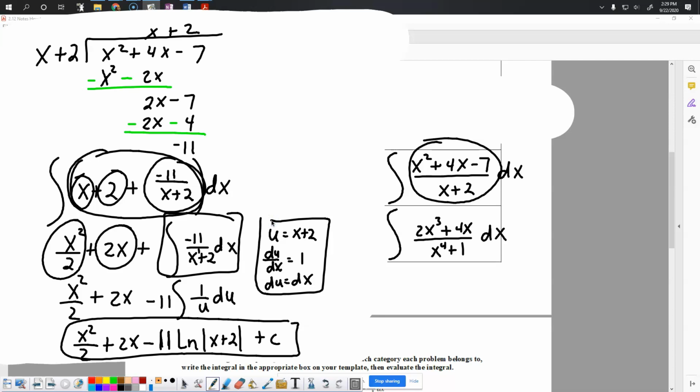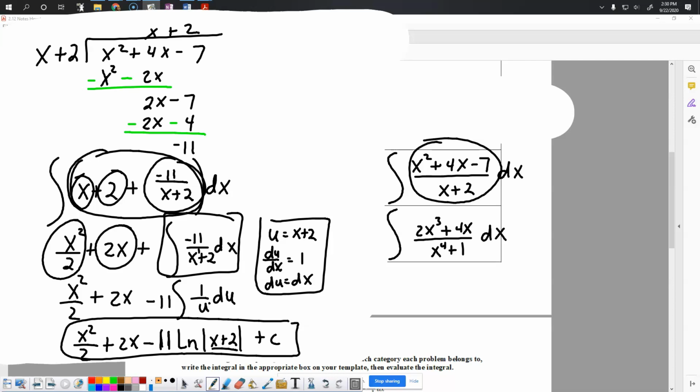And pulling the 11 out to the front and doing my U substitution, I end up with 1 over u du. Then the integral of 1 over u, whenever the power on the bottom is a 1, that's an ln problem, right? Talked about that earlier. So we actually end up with negative 11 ln of u, which is x plus 2, plus c. All right, and so there's our final answer for that one.